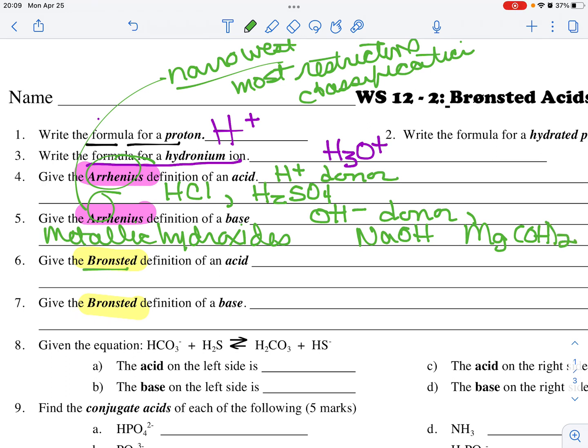The Bronsted definition is a broader definition, but you'll notice that the Bronsted definition of an acid is the same as the Arrhenius definition. It's an H+ donor. The Bronsted definition of a base would be an H+ acceptor.